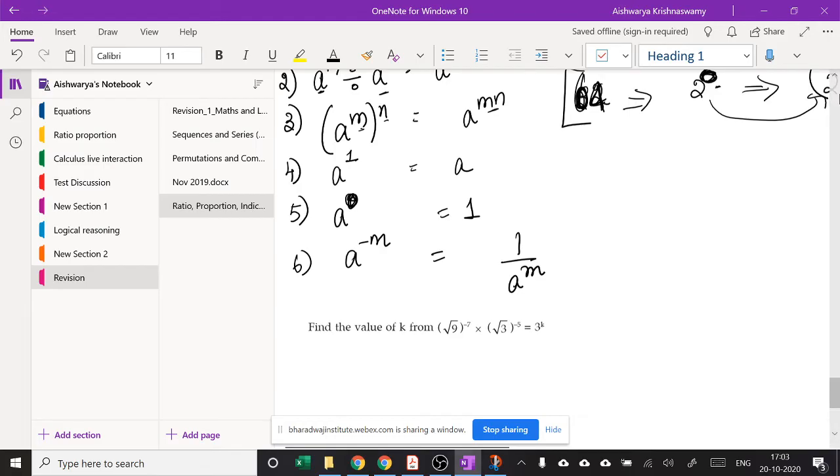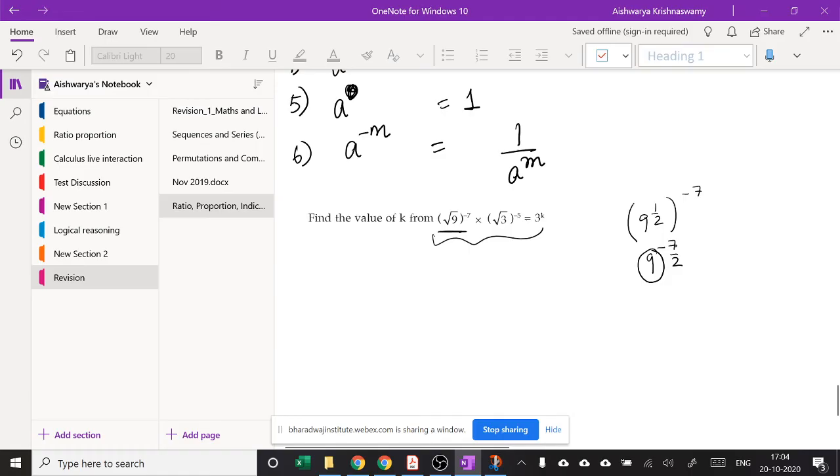We can try this question now. You're supposed to find the value of k. So first let's take the first term. Root 9 whole power minus 7. So root 9 is nothing but 9 power half whole power minus 7. So this I can write as 9 power minus 7 by 2. Now 9 can also be written as 3 square. So I'm going to write it as 3 square into minus 7 by 2.